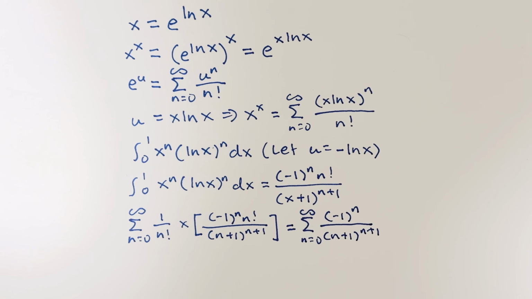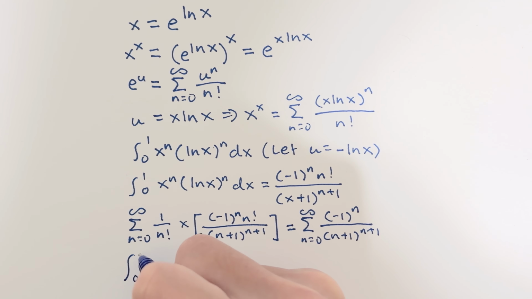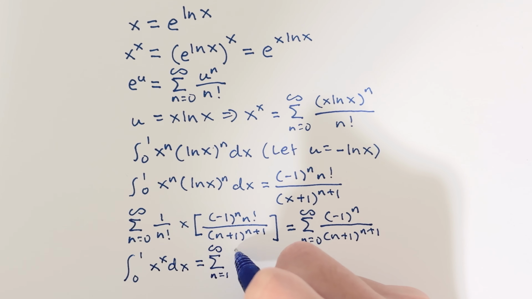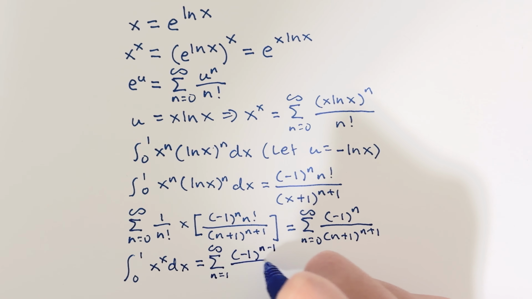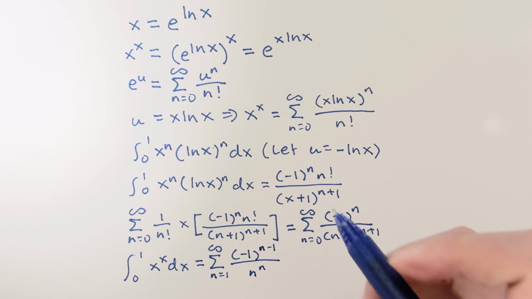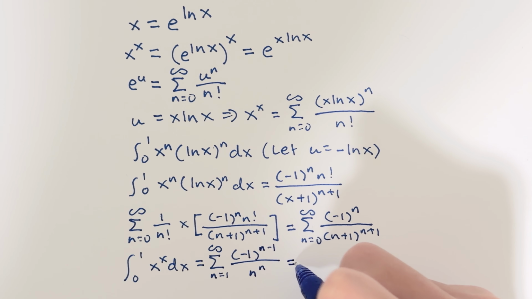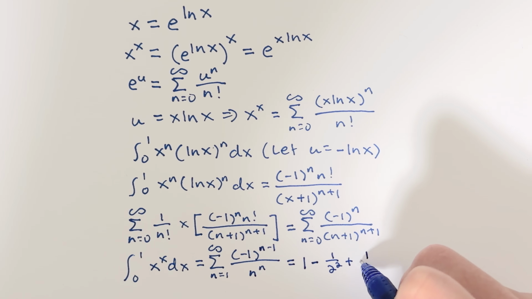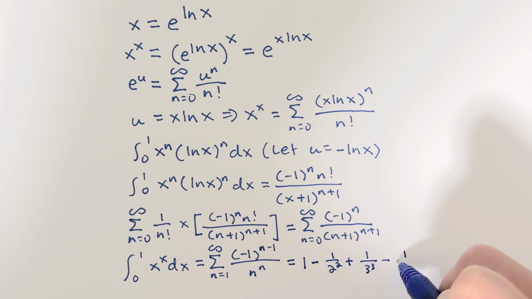Or by shifting our index to start at 1, the final simplest form of the Sophomore's dream is going to be: the integral from 0 to 1 of x to the power of x dx is equal to the summation n equals 1 to infinity of negative 1 to the power of n minus 1 divided by n to the power of n, which looks like 1 minus 1 divided by 2 squared plus 1 divided by 3 cubed minus 1 divided by 4 to the power of 4.